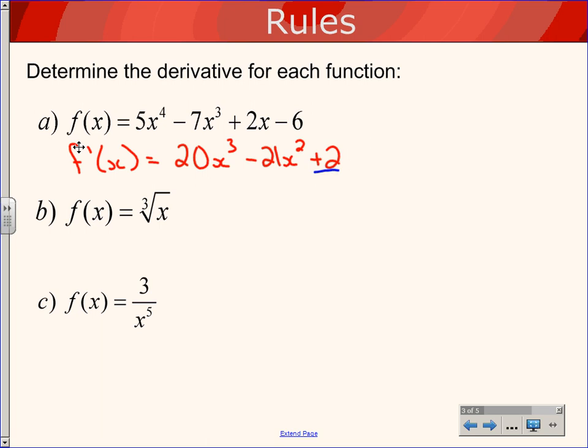And then the next one is that minus 6. And the derivative of a constant we said was 0, right? So we could put a plus 0, but we never do, right? No point putting a plus 0. So we're done there with the plus 2 at the end.